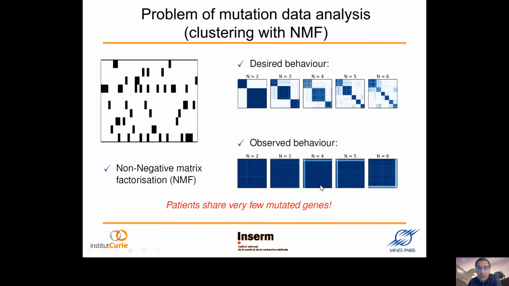While when you apply these state-of-the-art methods to the mutational matrix, you obtain something which is completely unsatisfactory. You have a situation of hugely unbalanced clusters, with one super cluster of patients which combines most of the patients, and then very few clusters containing one or two patients. So this is not something that you would expect from a good clustering algorithm.